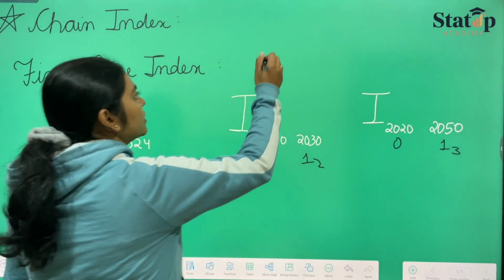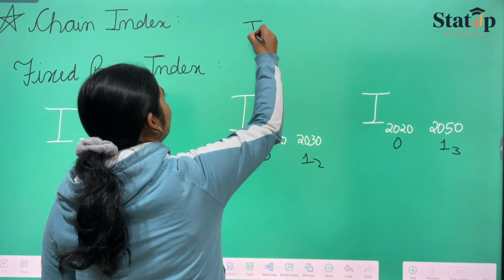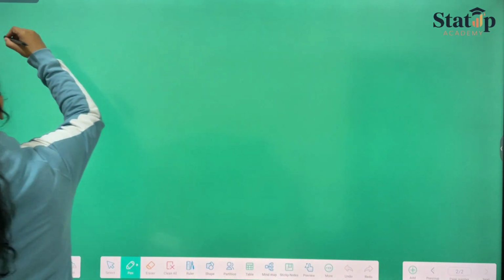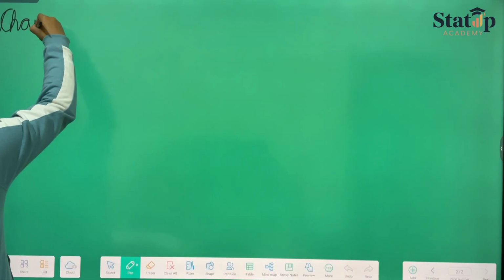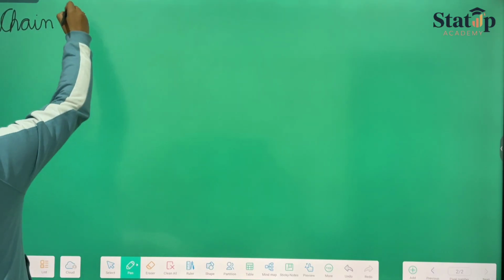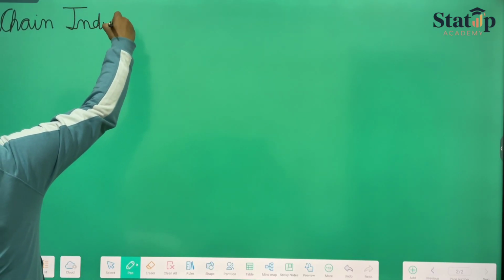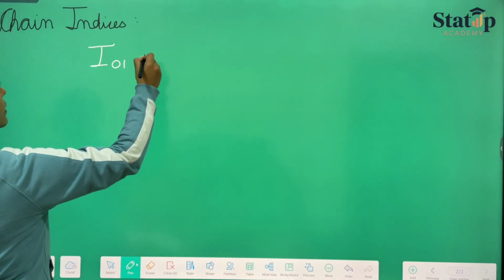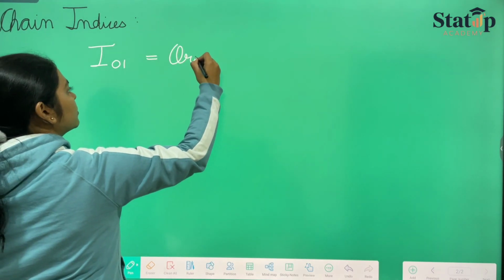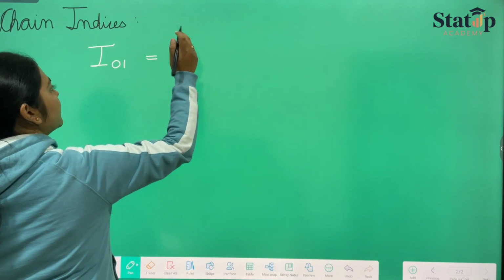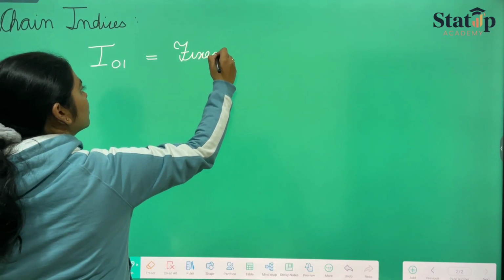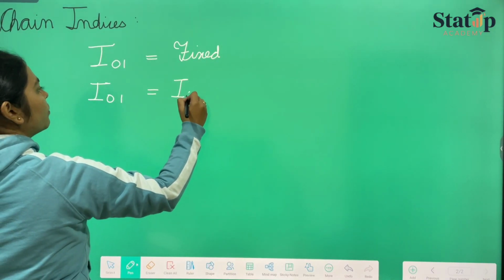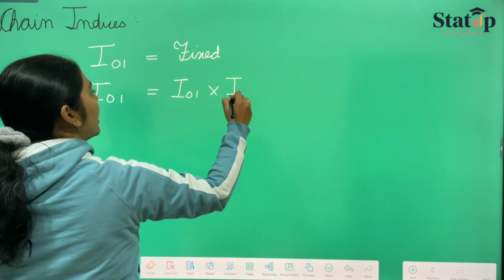So the chain index number, let us take another page. The chain index number for one and the chain indices for more than one. The chain indices can be written as: if I have to take I01, then it is the original, or we can say it is fixed. If I have to take I02, then first I take I01 and then I multiply it with I12.